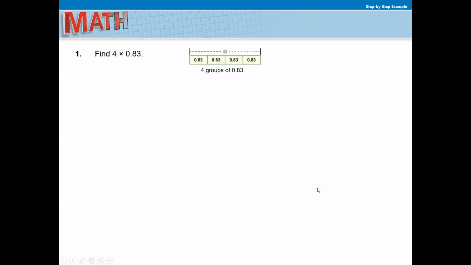Number 1, find 4 times 83 hundredths. So we've got a bar diagram with 4 pieces, each piece being 83 hundredths. Estimate: 83 hundredths, we're going to round up to the nearest one whole, so 4 times 1 is 4. So we estimate our answer should be approximately 4.